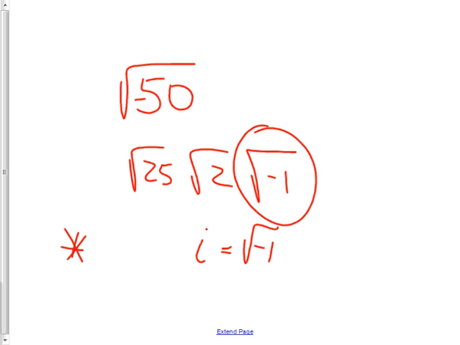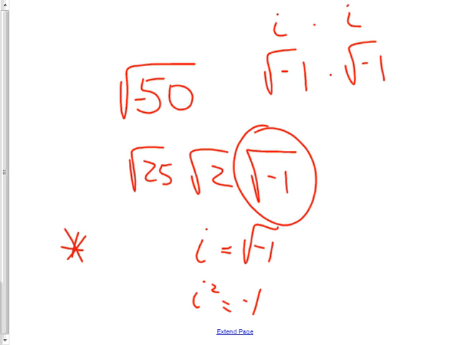They ask you, what's i squared? Well, it's really not that complicated. It's square root of negative 1 times the square root of negative 1, because i squared means i times i, right? And then what is the square root of negative 1 times the square root of negative 1? Negative 1. So i is the square root of negative 1, but i squared is negative 1. And that makes problems that have i squared in them really easy to do. Whenever you see an i squared, you can just put in a negative 1 there.